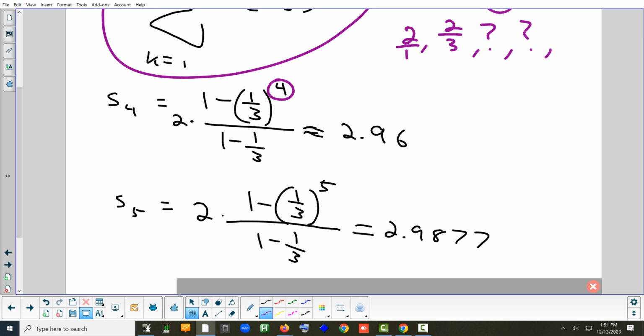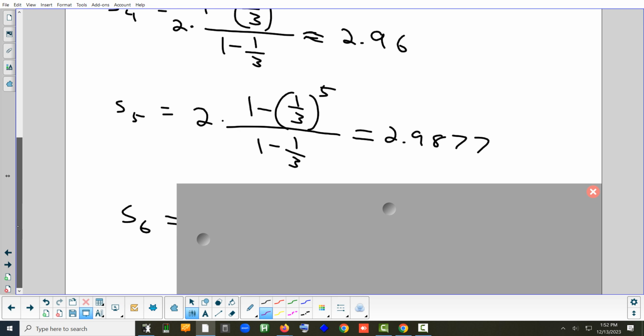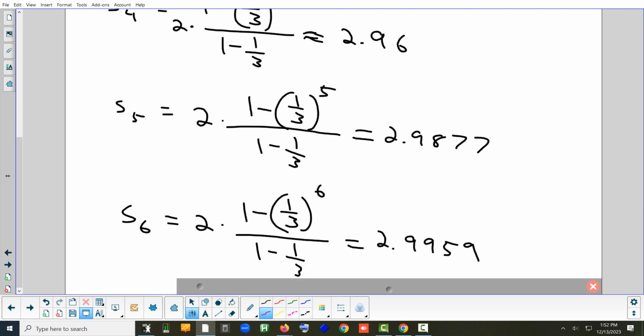So if you add up the first 5 terms, you get 2.9877. Okay, if you type that in on your calculator. I think just by doing those two, does anyone notice what it looks like the number is getting close to? 3. Yeah, it looks like it's getting close to 3. If you add up the first 6, you get 2.9959. So it's definitely getting pretty close to 3.